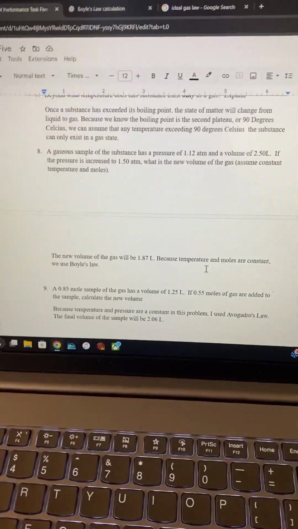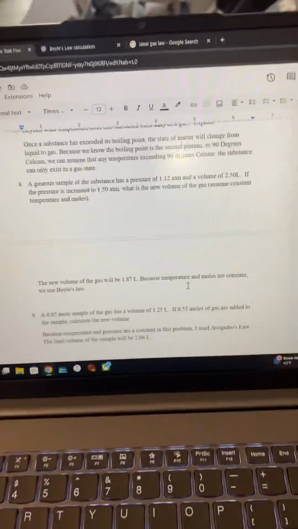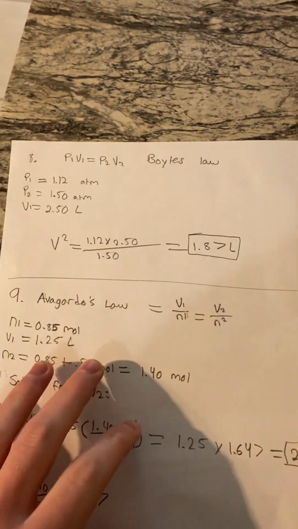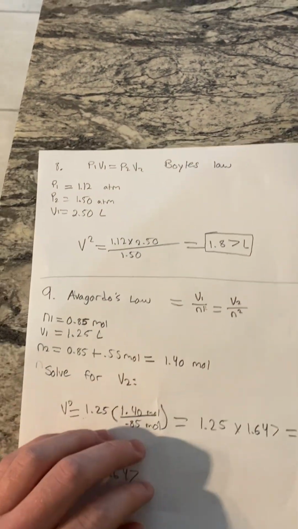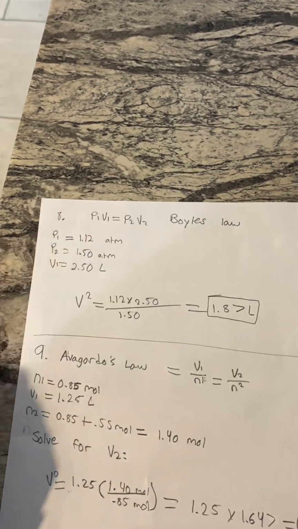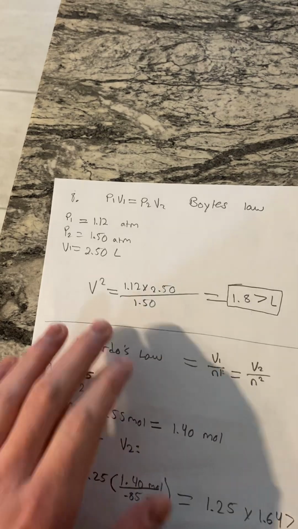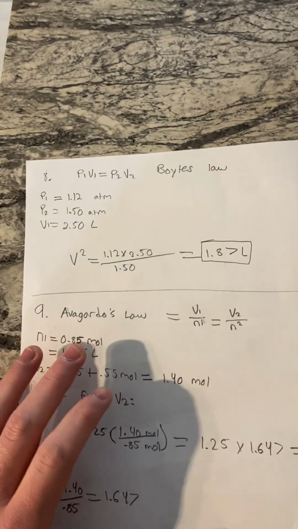So for this question, we are actually given to assume constant temperature and moles. With these given, the most likely gas law is going to be Boyle's law. We know that Boyle's law, the equation, is pressure 1 times volume 1 is equal to pressure 2 times volume 2 of a system.